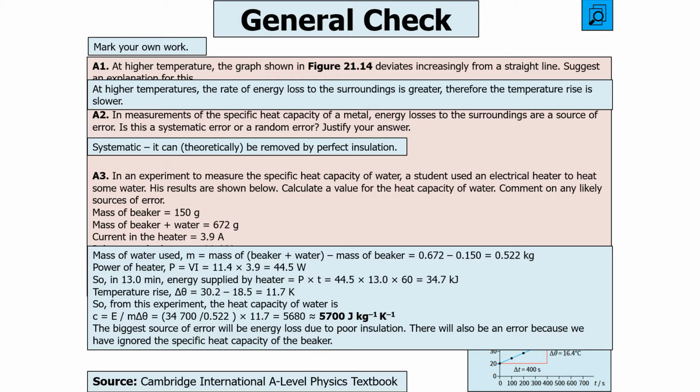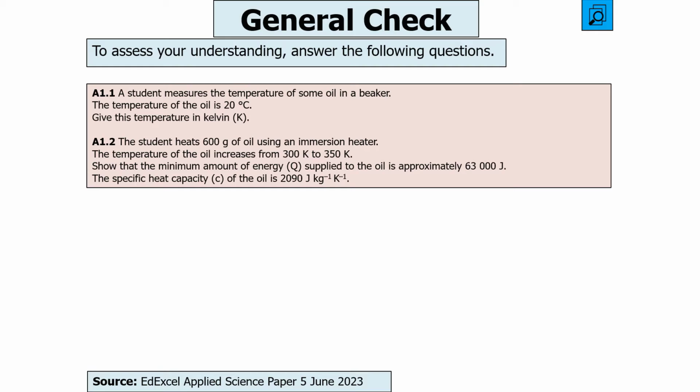Now the biggest source of error, as mentioned before, will be the energy lost to the surroundings. This could also include the energy being given to the beaker itself, so we can reduce that by insulating the entire substance.